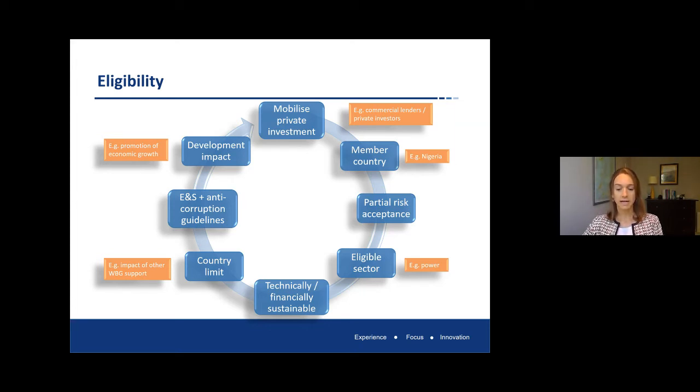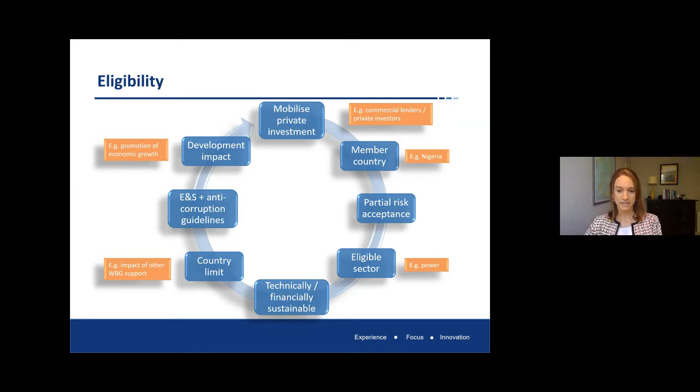Eligible sectors: not a huge amount to say here, but as Simon touched on, as a firm, we are very familiar using the PRG in the power sector. We've also seen it and used it in the oil and gas sectors, telecom sector, but that's by no means an exclusive list.